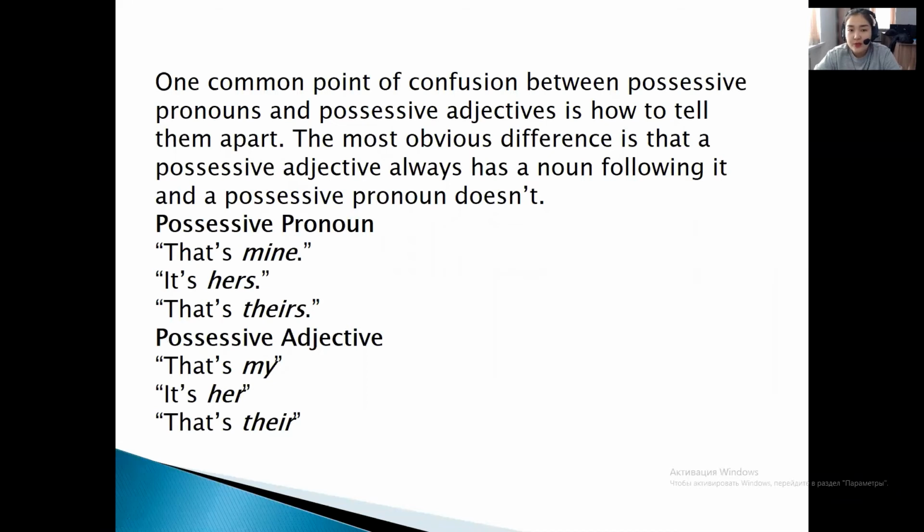One common point of confusion between possessive pronouns and possessive adjectives is how to tell them apart. The most obvious difference is that a possessive adjective always has a noun following it and the possessive pronoun doesn't. Possessive pronoun examples: that's mine, it's yours, that's theirs. Possessive adjectives: that's my, it's your, that's their.